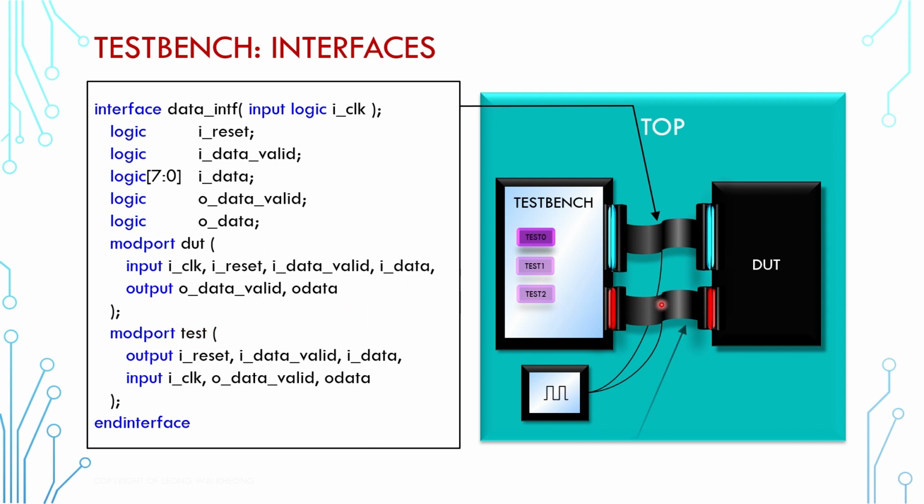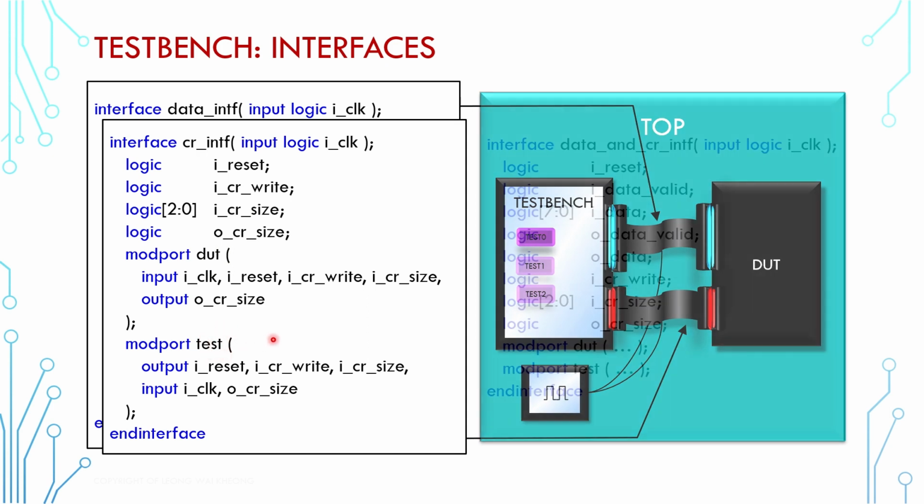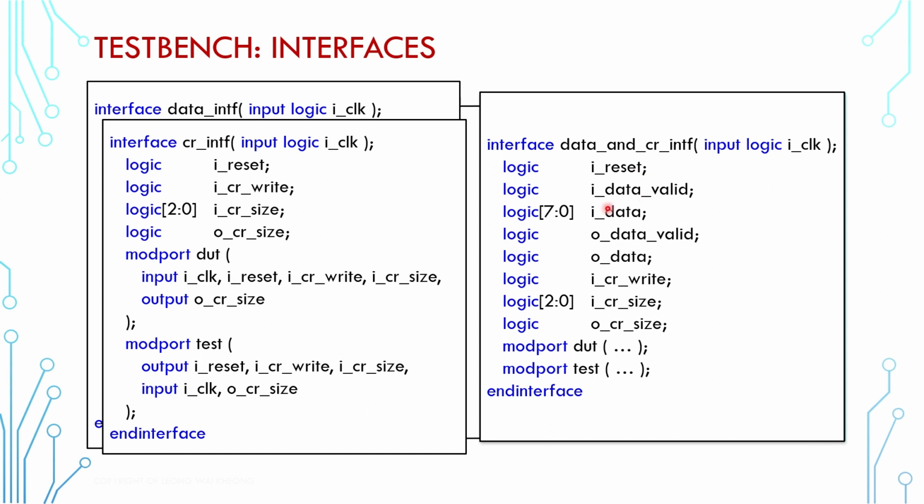Similarly, this is the config register interface. It also has an input clock, and these are the signals it contains, and there are two modports as well. Now, before we continue, we can also write the interface in this manner, where both the data and config register signals are in the same interface. And can you tell which one is better?